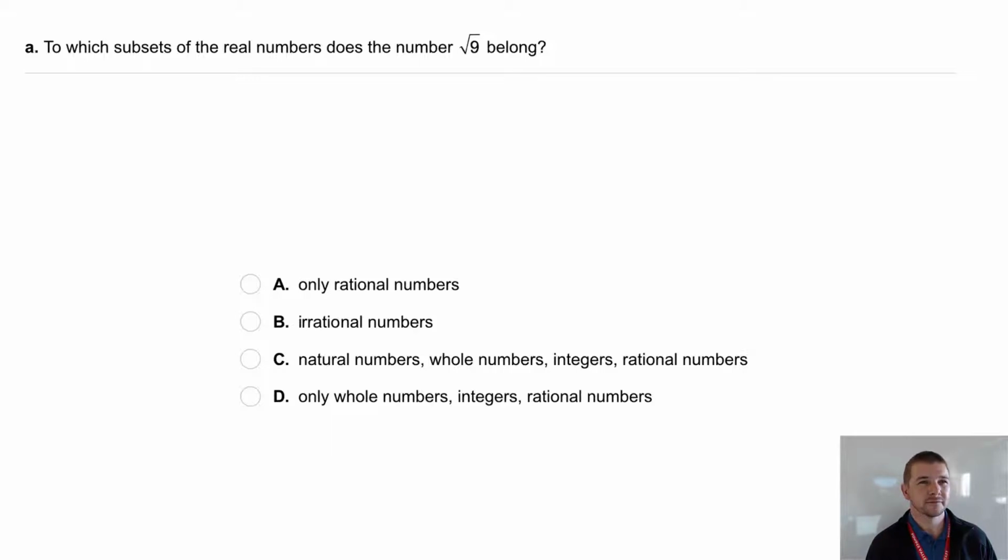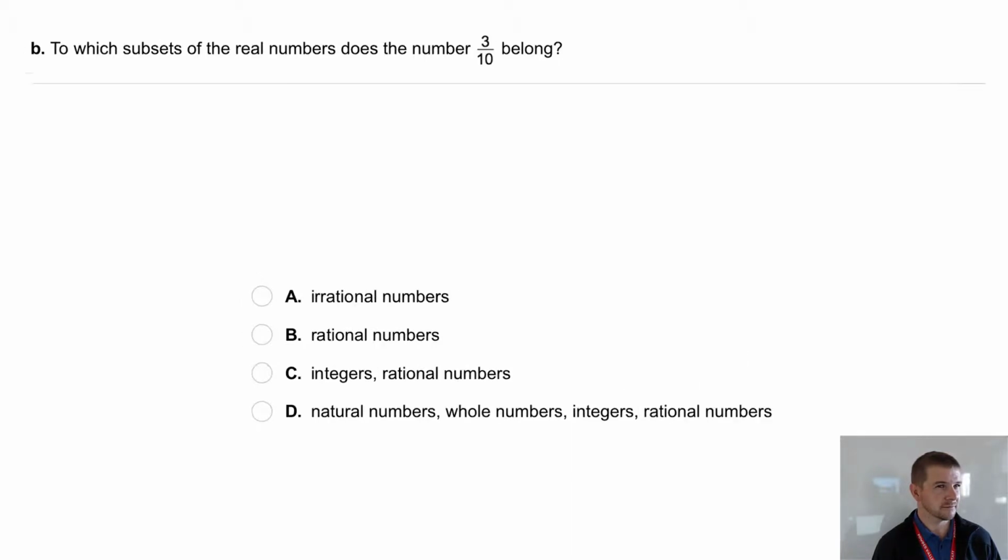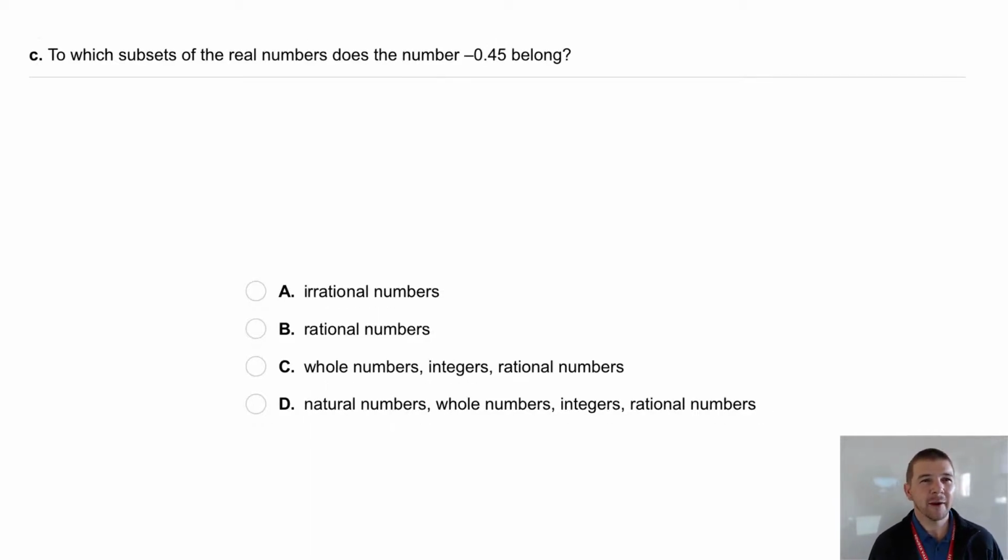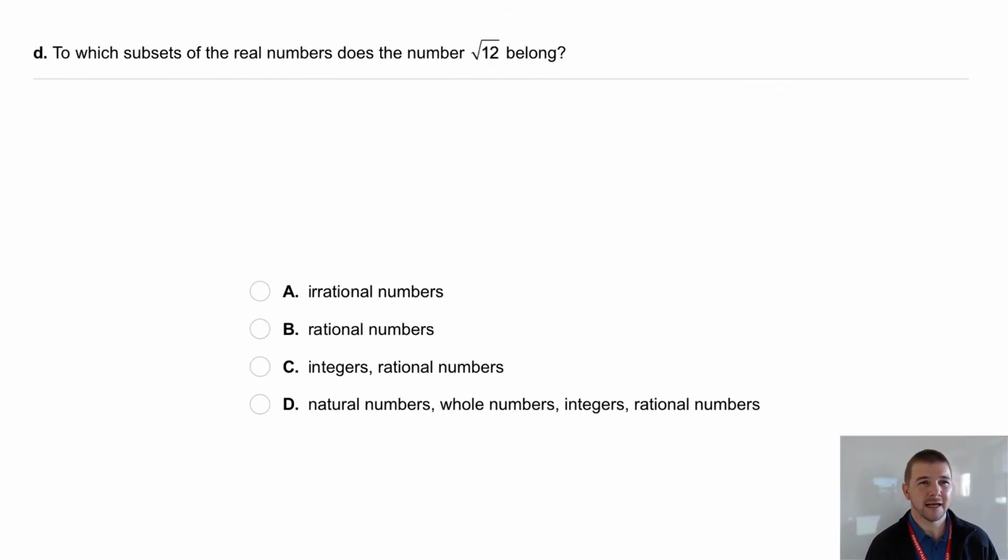Your turn. Part A. To which subsets of the real numbers does the number the square root of 9 belong? Part B. To which subsets of the real numbers does the number 3/10 belong? Part C. How about the number negative 0.45? And D. The square root of 12.